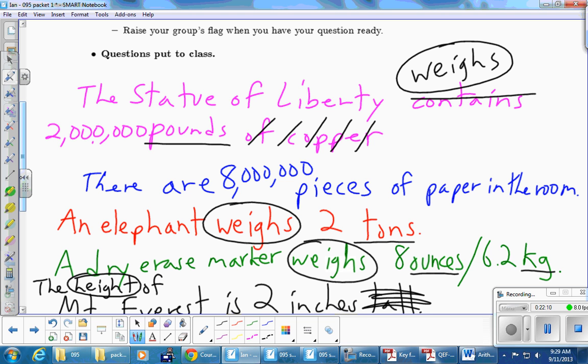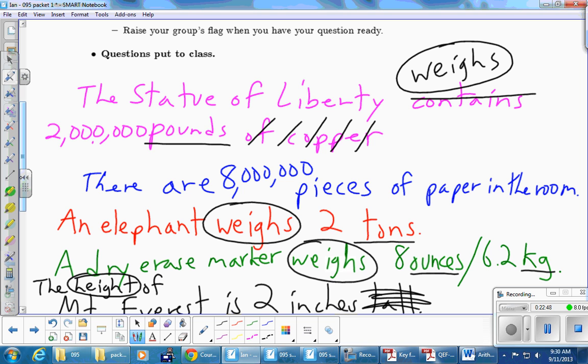Okay, and finally, blue. How many pieces of paper in this room? There are 8 million pieces of paper in the room. Okay, there's something in the sentence, quantity or unit, and the other thing is really not in the sentence yet. Anybody tell us what is in the sentence already? So what's the quantity if it's already here? How many pieces? We're in blue right now. We have a number. We have 8 million somethings.